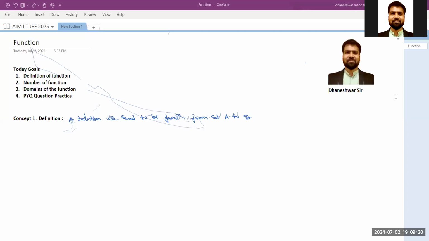So a relation is said to be a function from set A to B if, see, what is the basic definition? If every element of set A has an image in set B and only one image in set B. Okay. So what is the meaning of this thing?